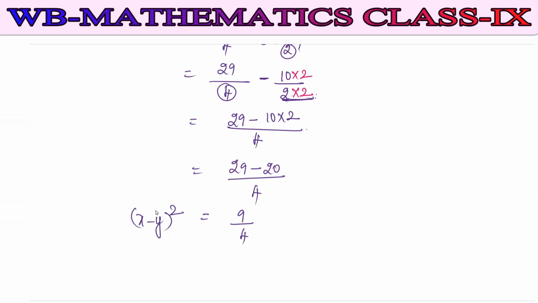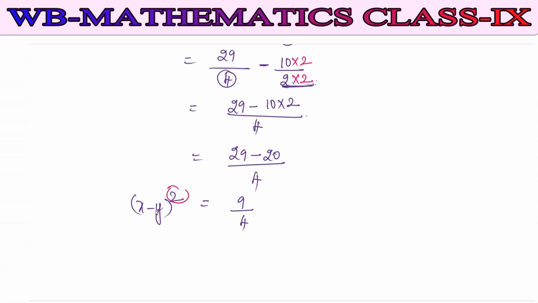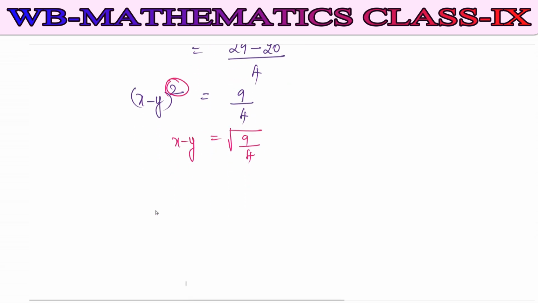But actually we need to find x minus y, not x minus y whole square. I am shifting this square to the opposite side. When you shift this 2 to the opposite side, it will become square root of 9 divided by 4, and here x minus y. The square root is common for numerator and as well as for the denominator. So I can write root 9 divided by root 4 is x minus y. So x minus y is equal to root 9 value, it is 3, root 4 it is 2.